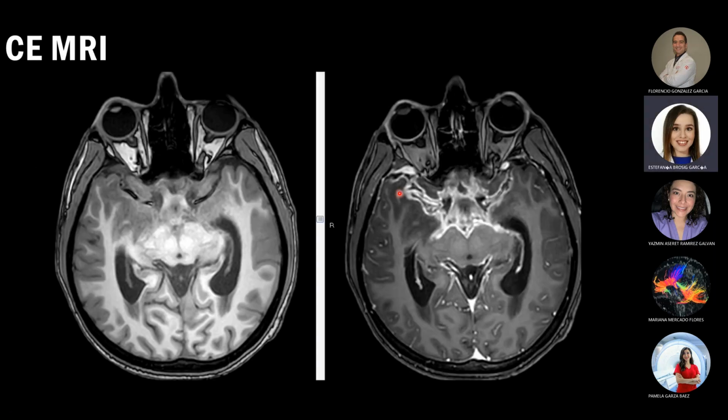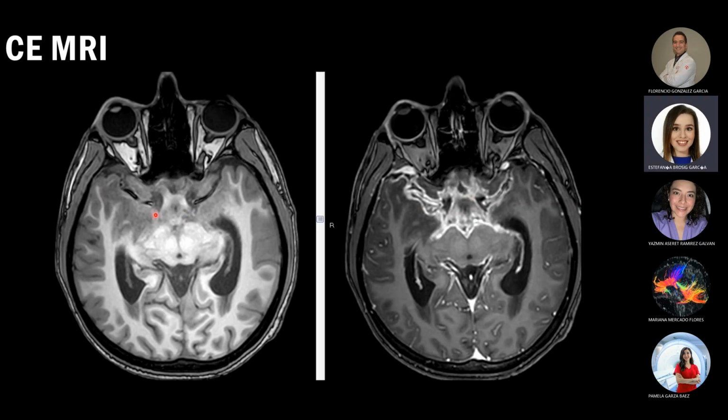Now I'm going to show a series of T1 weighted images with the contrast enhanced T1 weighted images on the right, in the non-contrast to the left, and on the contrast enhanced to the right. Very clearly, the first thing that calls our attention is that we have an abnormal enhancement of the leptomeninges in the basal cisterns and in the Sylvian fissure.